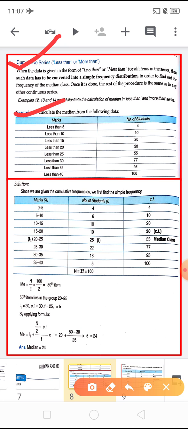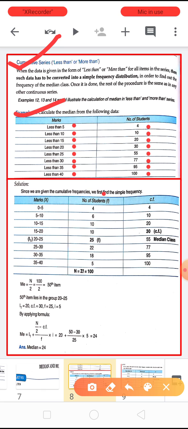The marks are given as less than 5, less than 10, less than 15, less than 20, less than 25, less than 30, less than 35, less than 40. Thereafter the number of students is given as 4, then 10, 20, 30, 55, 77, 95, and at last 100. So we have to convert this cumulative frequency into a simple frequency distribution series.